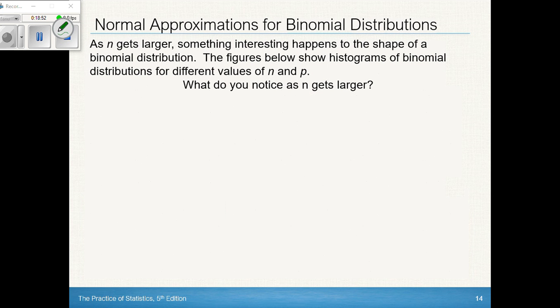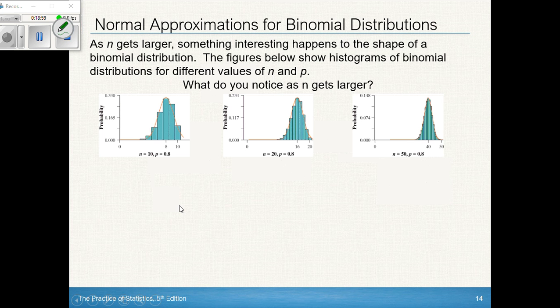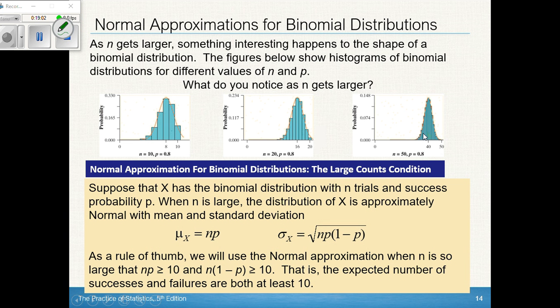Now, if n gets bigger, that binomial distribution becomes more and more normal looking. So if we have a binomial distribution with a large sample size, we end up with an approximately normal distribution with a mean and standard deviation just like we did before. As a general rule of thumb, we can use a normal approximation when n is big enough so that np is greater than 10 and n(1 - p) is greater than 10.